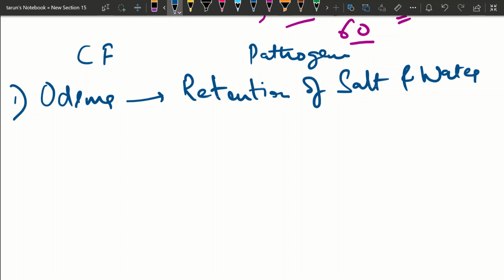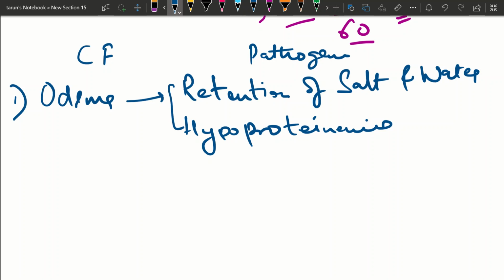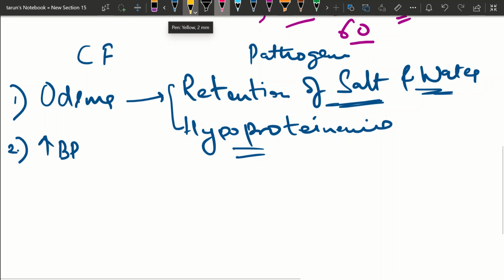Also, because of the loss of protein in the urine, there is a state of hypoproteinemia. Because of the protein loss, there occurs edema of the body. So there are two things that can cause edema in the body. One is the retention of salt and water, and another is hypoproteinemia because of the loss of protein in the urine. Now another clinical feature, as we know, is that it can also cause an increase in blood pressure. And why this blood pressure is increased, we will discuss.